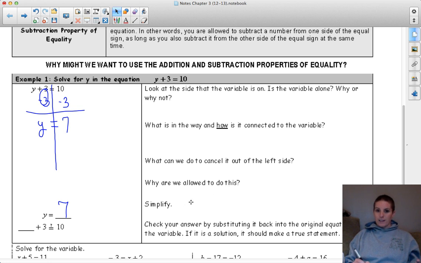Then we simplify. And then we check our answer by substituting it back into the original equation for the variable. If it's a solution, it should make it a true statement. And we already talked about the fact that 7 plus 3 is the only way to get that 10. Go back in and fill in these questions.